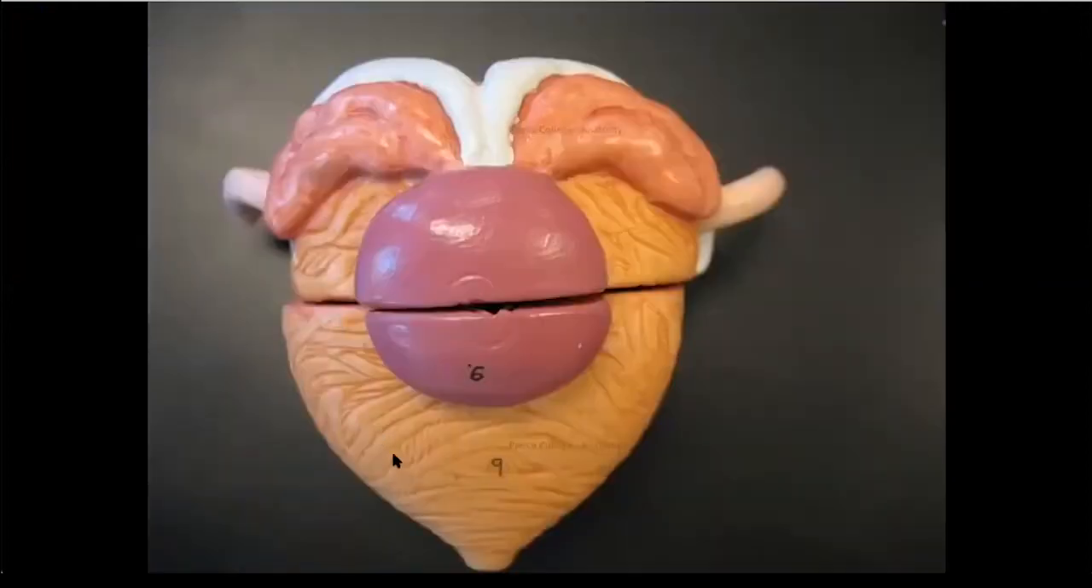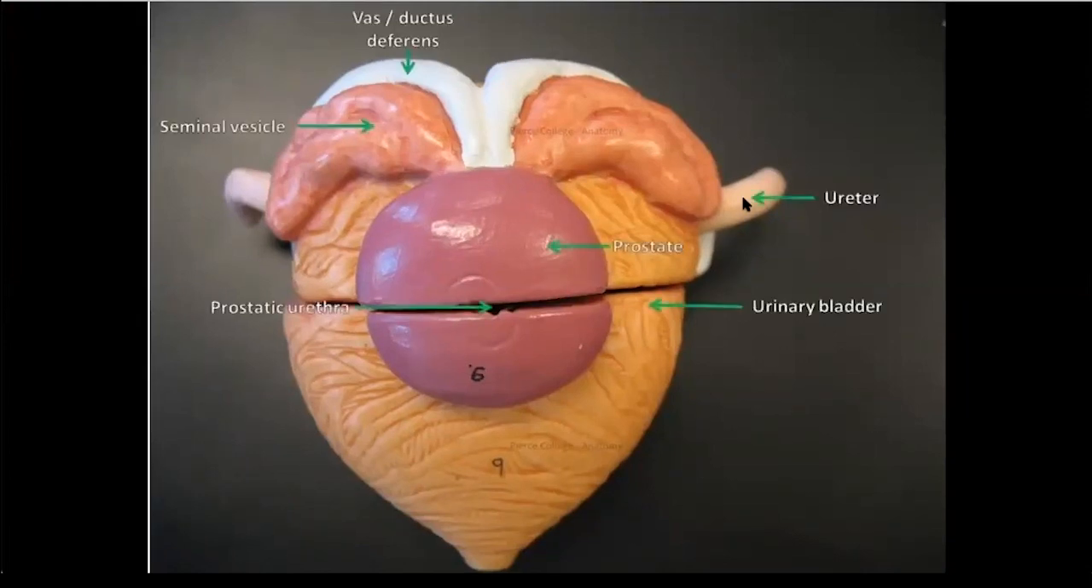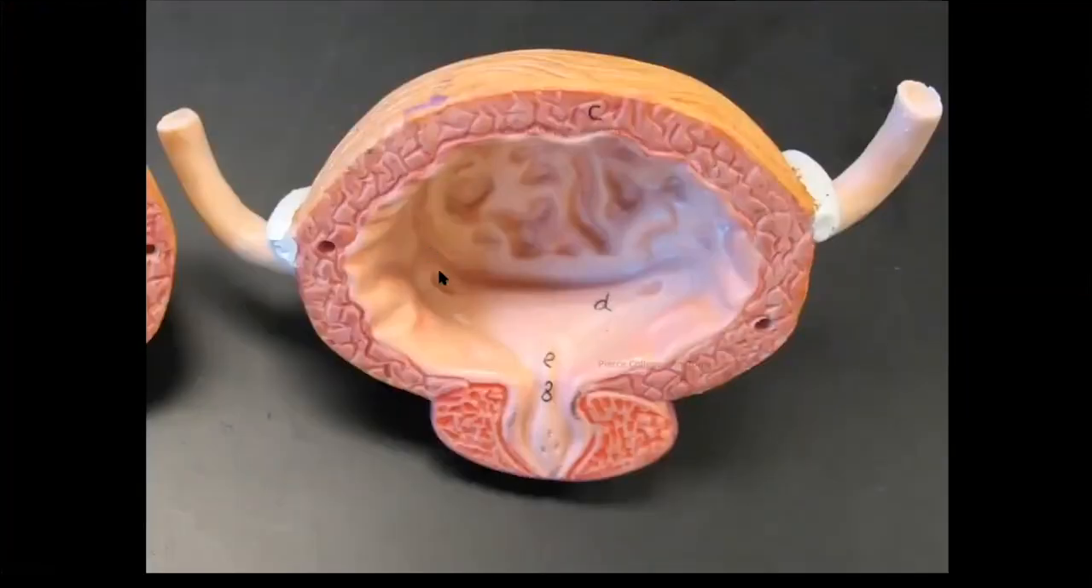This is an inferior view of the urinary bladder with the prostate. These are the seminal glands, the ductus deferens, and the ureters. An internal view of the previous model shows the prostatic urethra going through the prostate. The ureters, the white structures here, represent the ductus deferens.